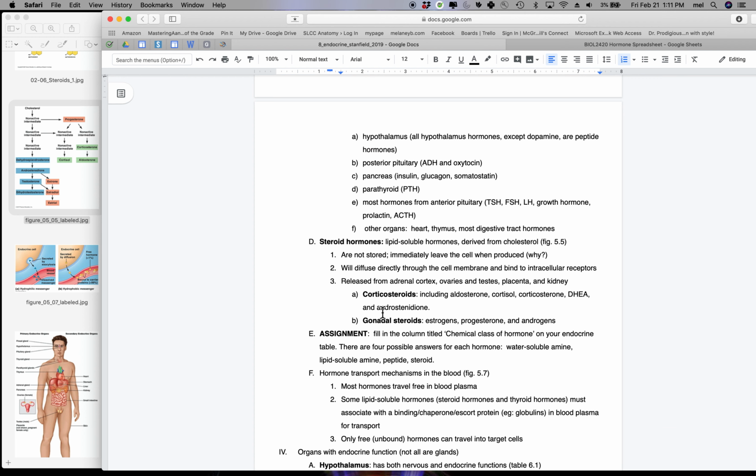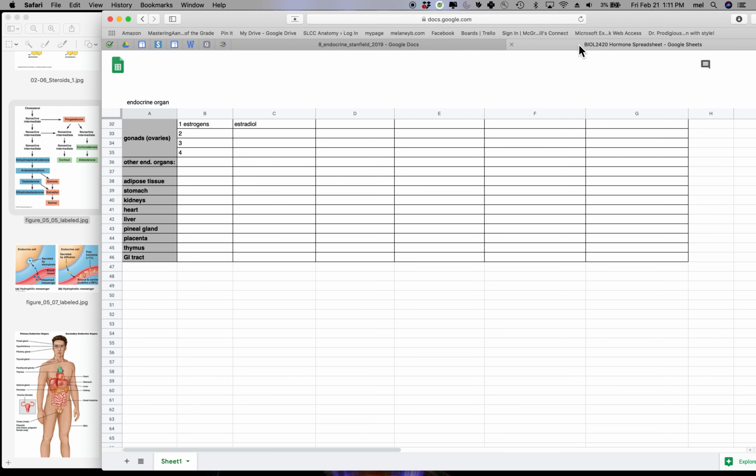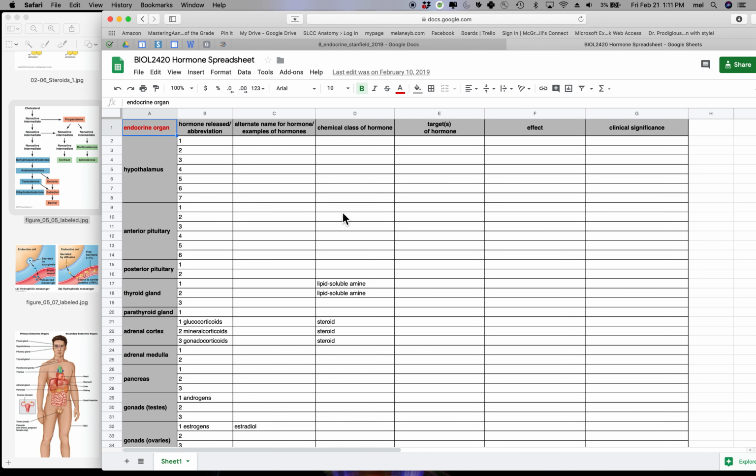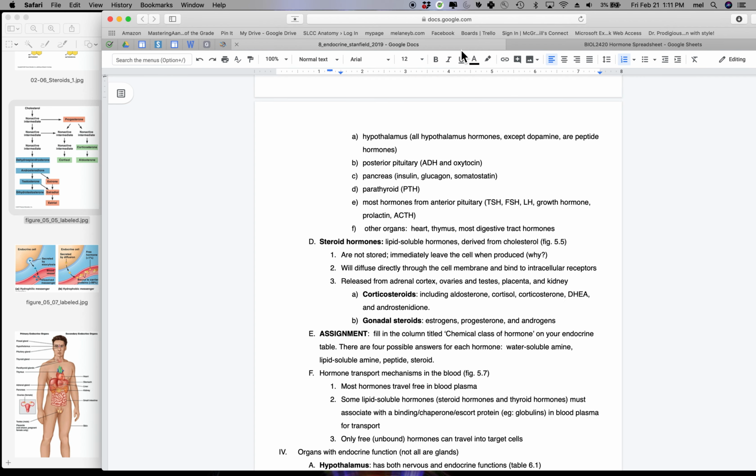So the assignment that I put in here is to fill in the column titled chemical class of hormone on your hormone table. And again, there are only 4 possible answers for each hormone. And I'll tell you where to get the hormone names in just a second. For every hormone, it will either be a water-soluble amine, a lipid-soluble amine, a peptide, or a steroid. And some of them I put in there for you just to get you started, to make it a little easier for you.